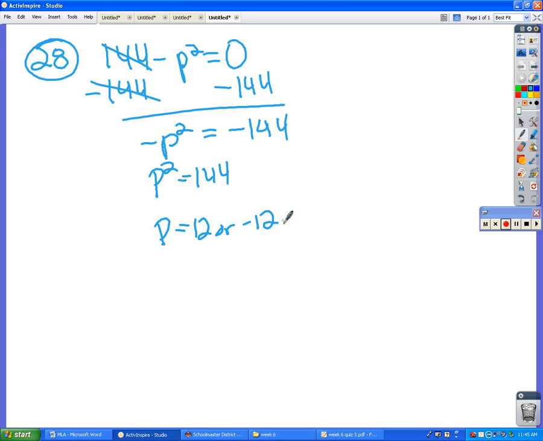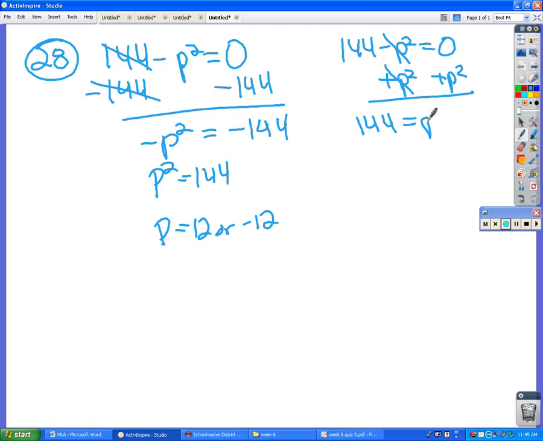Okay. The other way that you could do this, which might be easier, is from the very beginning. Instead of subtracting 144 from both sides, what could I do instead? I could add p squared. I could start out by adding p squared. So those would cancel, and then I would get right to the chase. 144 equals p squared. Right to the heart of the matter.